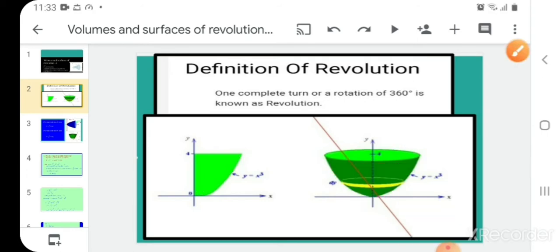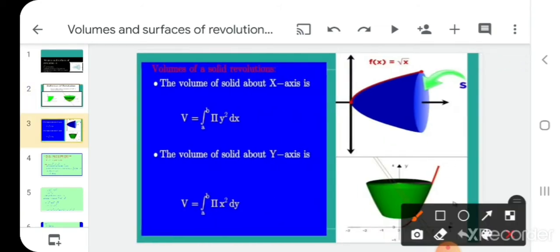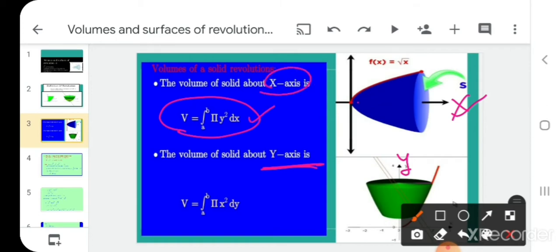For finding the volume of these solid shapes, we have two types of problems. If the curve rotates about the x-axis, which formula do we use? V equals integral a to b pi y square dx. And the second one is if the curve rotates about the y-axis. Which formula do we use? Similar: V equals integral a to b pi x square dy. If it rotates about the x-axis, we use pi y square dx. Here we write pi x square dy.